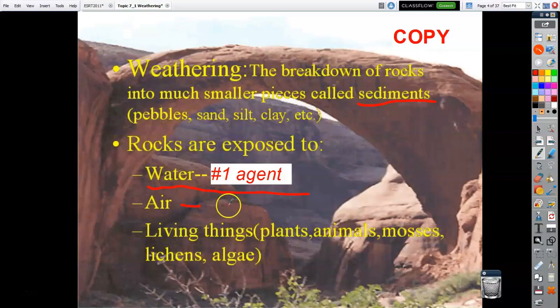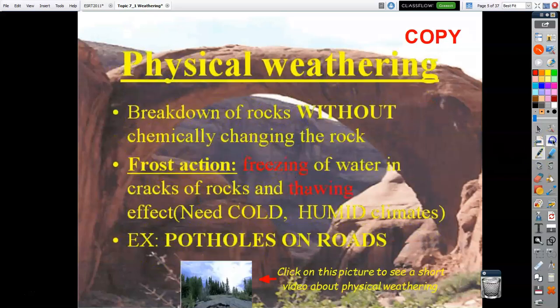Air, oxygen, things like that are going to break down rocks. And then living things: animals and plants will burrow through the rocks and break them apart, or you have a tree that as it grows, the roots will bust the rock apart. You have mosses and lichens and algae, things that grow on the rocks that will also cause rocks to break down. So we'll get into all this stuff as we move forward. But those are the three things: water, air, and living things.